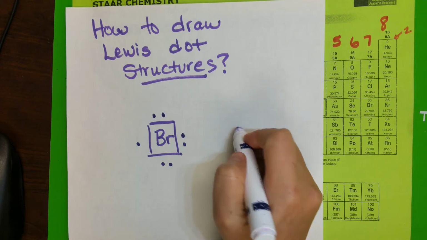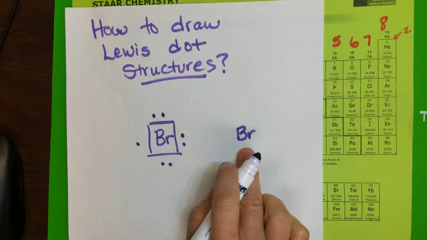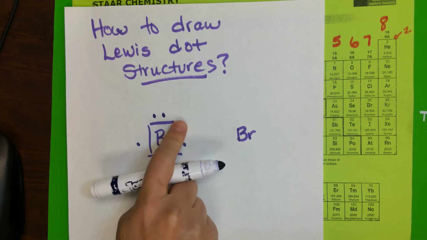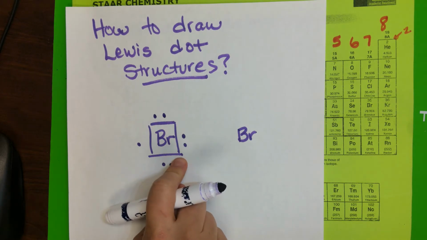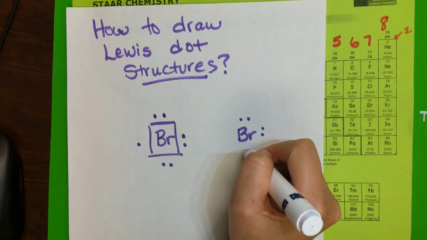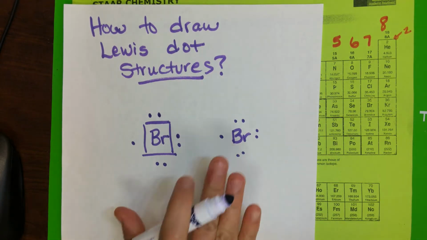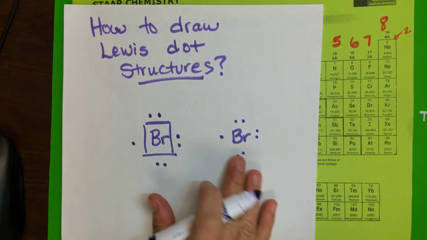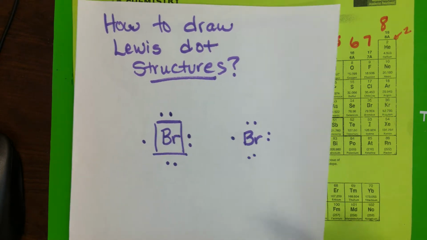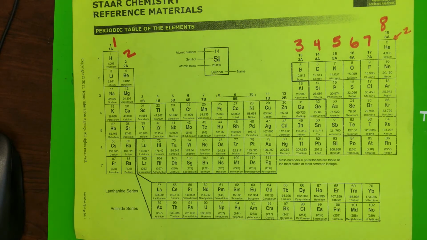Without the box, it would just be like this, and this is how it's written. The box is just to help you understand each side. It would just be like you see it on the left side. Again, that's just the Lewis dot with the valence electrons. Now we're going to see some examples and look at the terminology.